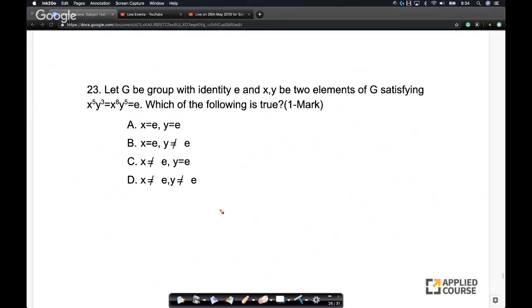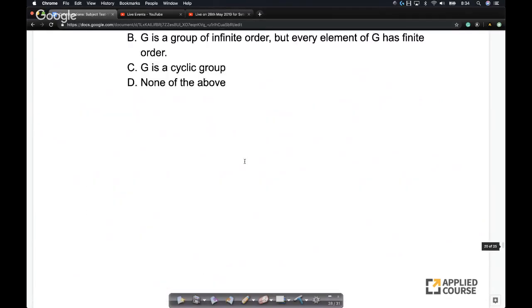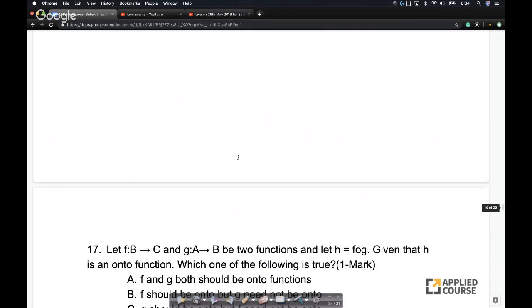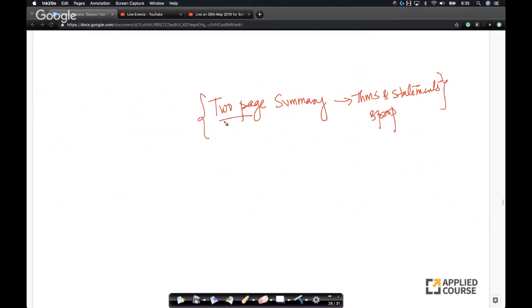So very importantly here, for most of group theory, I strongly recommend that you write a two-page summary. Okay, I strongly recommend that you write a two-page summary of all the theorems and of all the statements, right? And all the properties, all the theorems, statements, and properties. I strongly recommend you write all of them very concisely, because this will help you revise concepts.